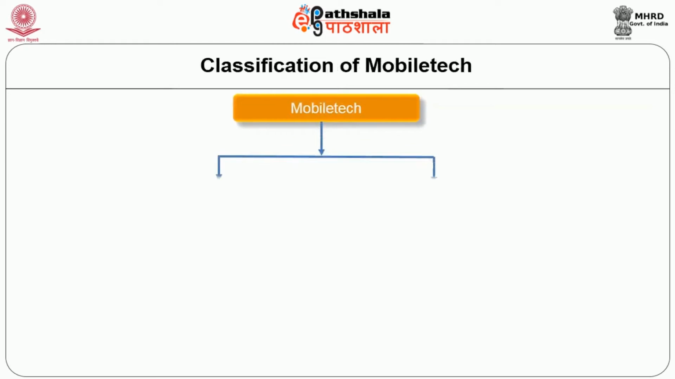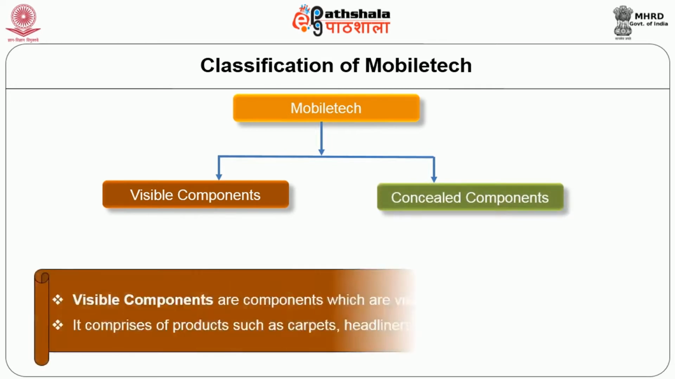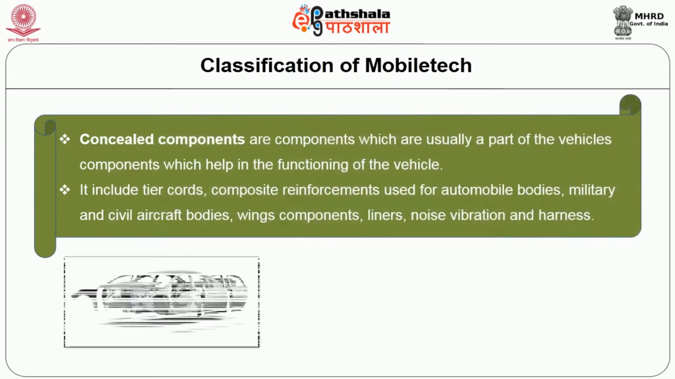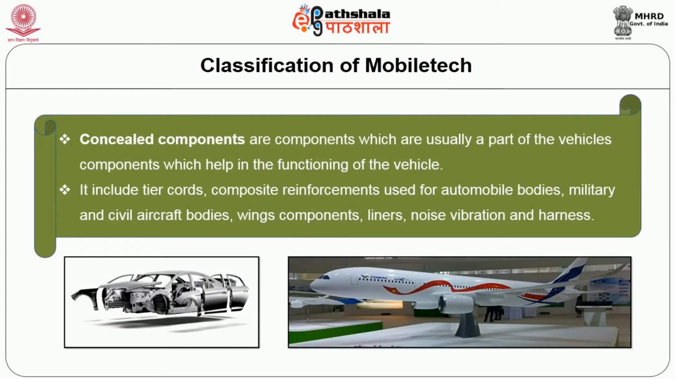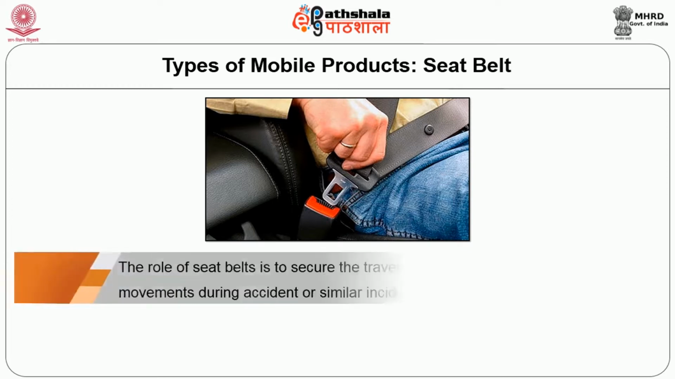Mobile tech is classified into two classes: visual component and concealed component. As the name goes, visual components are seen. Examples are carpets, headliners, etc. Concealed components are components which are part of the vehicle. It can be like tire cords, composite reinforcements which are used in automobile bodies. Next, we shall see the different types of mobile tech products. The first one is seat belts.